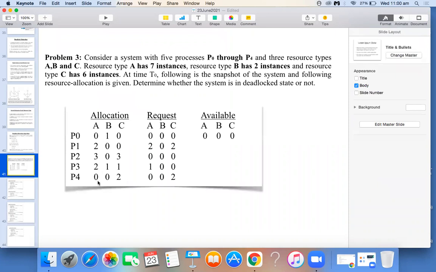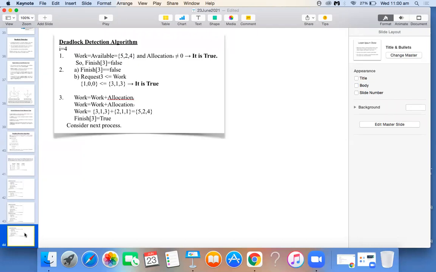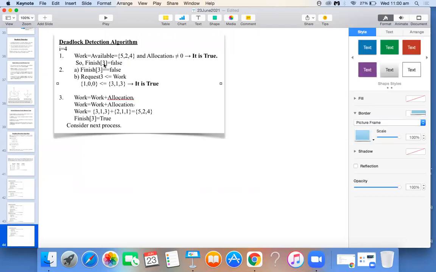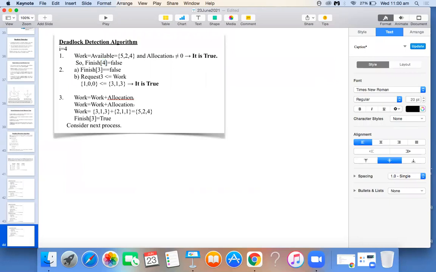Okay, so all the three things should be 0, then only we can say that particular process allocation is 0. Since it is 2 here, 002, it is not equal to 0. So I can easily write it is true. Make that process as false. So finish of 4 is equal to false. So go to step number 2. Finish of 4 is equal to false. We have to check whether request of 4 is less than or equal to work.